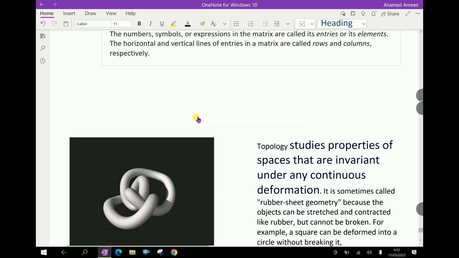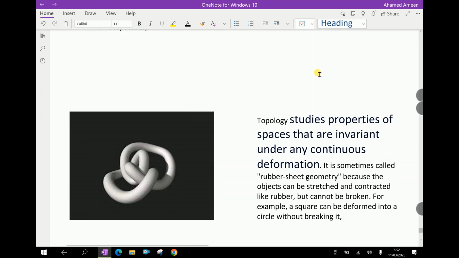Topology studies the properties of spaces that are invariant under any continuous deformation. It is sometimes called rubber sheet geometry because the object can be stretched and contracted like rubber but cannot be broken. Without breaking, any object can be made with the flexibility of rubber. It indicates the topological figures.